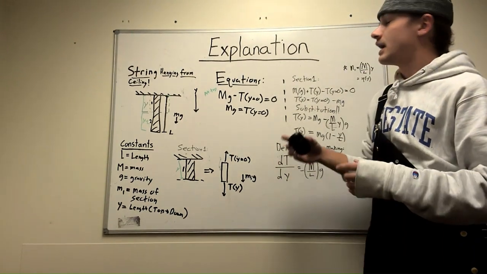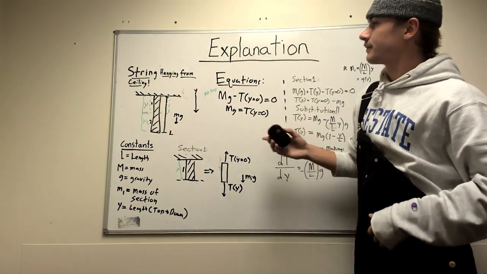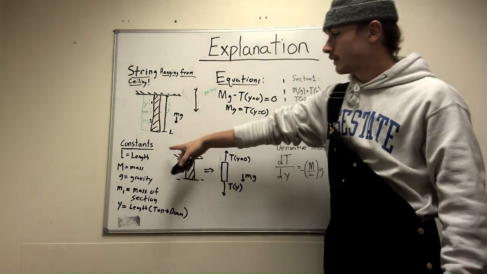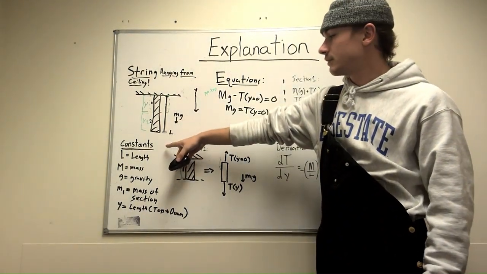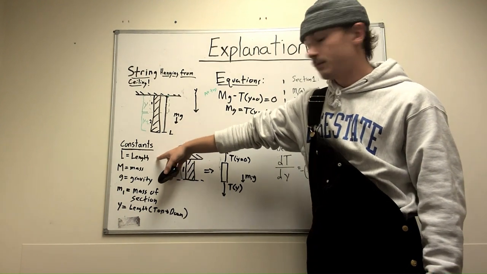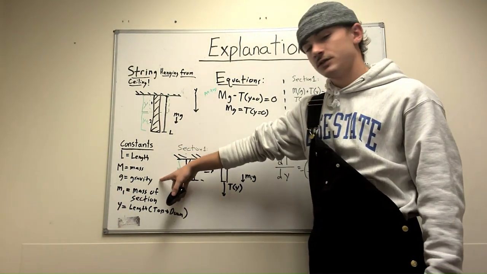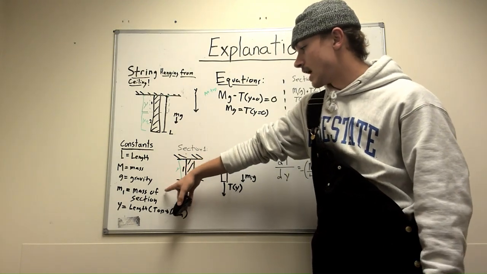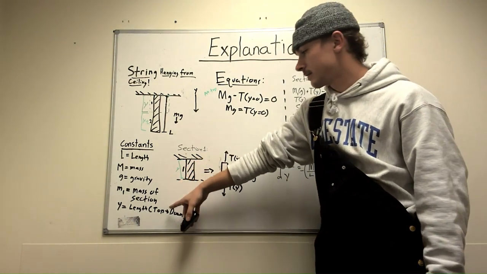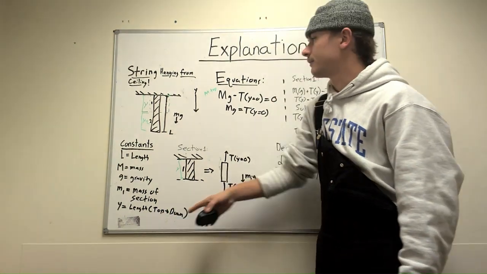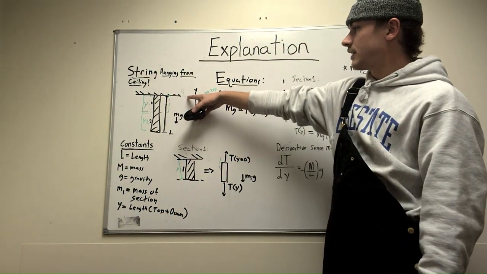Okay, now we're going to make sense of the equations. So here's an example. First, we have our string hanging from the ceiling. Here are some of the constants that we're going to use to make sense of our equations: L being the entire length of the string, M being the entire mass of the string, g the constant for gravity, m1 being the mass of a section of the string, and y being the length of the string going from the top down. So here's a diagram again.